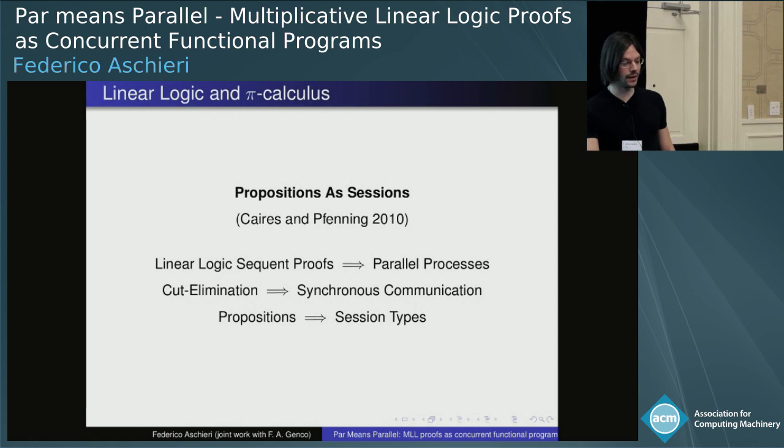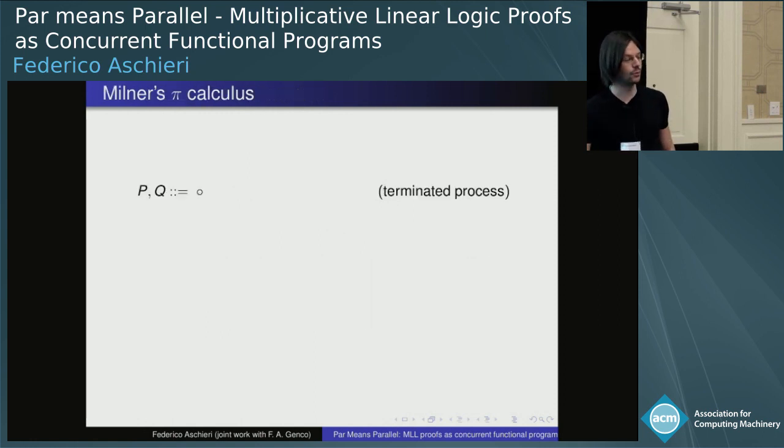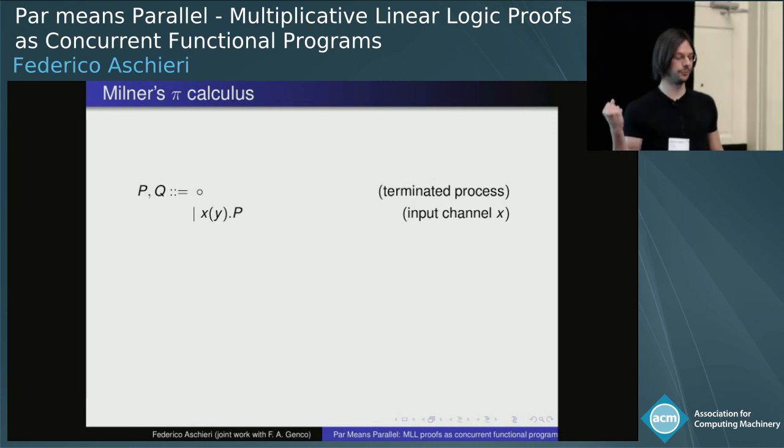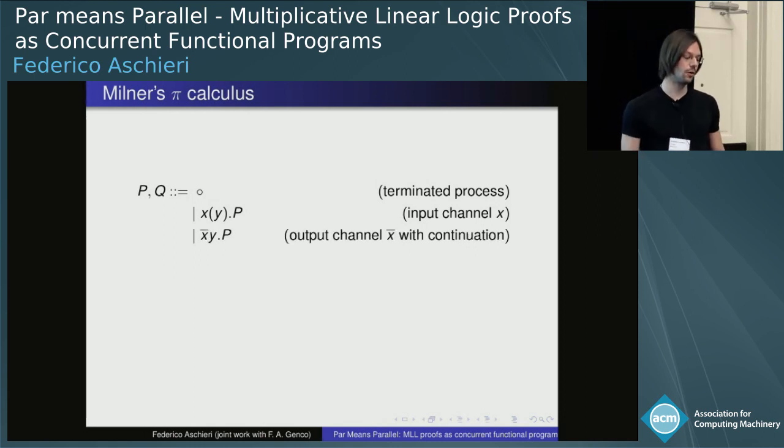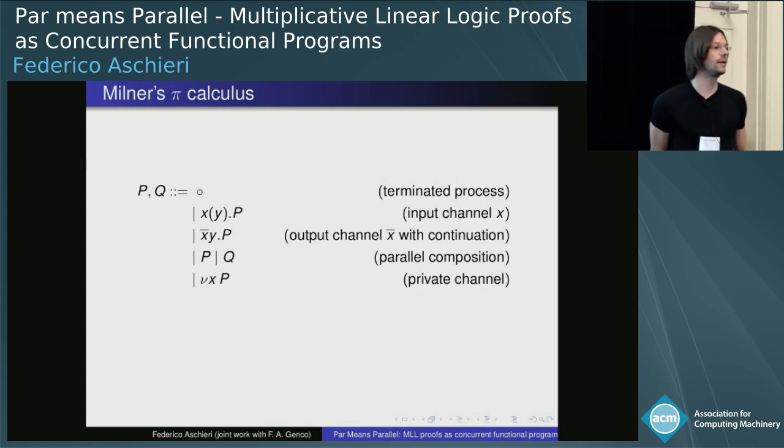So the calculus is the pi calculus, Milner's pi calculus, which has been discovered independently. And I will revise the syntax because I will build on this. So there is the input construct. If you have a process P, you can put an input before it. So x(y) means that the process reads an input on the channel x and then stores it in the variable y. Then there is the output construct. So x̄y means that the process wants to make an output along the channel x and transmit y, and then continues with P. Then there is the parallel construct, and then there is a construct for making channels private.